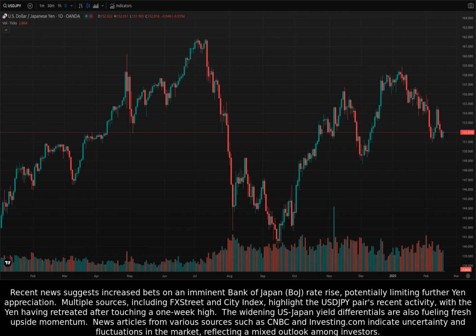Recent news suggests increased bets on an imminent Bank of Japan (BOJ) rate rise, potentially limiting further yen appreciation. Multiple sources, including FX Street and City Index, highlight the USDJPY pair's recent activity, with the yen having retreated after touching a one-week high. The widening US-Japan yield differentials are also fueling fresh upside momentum.